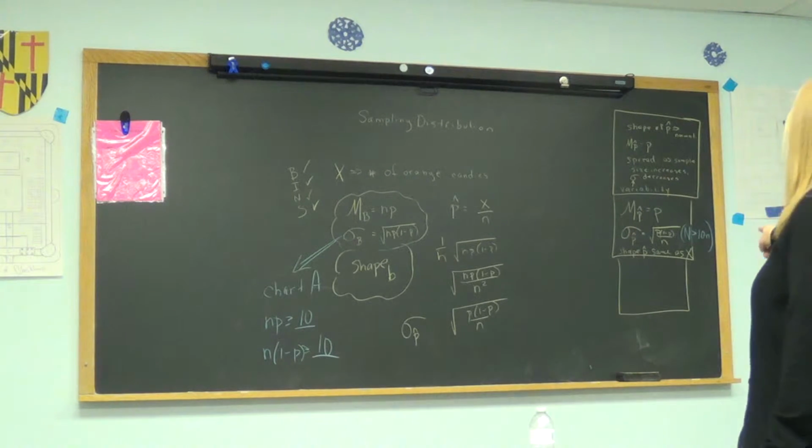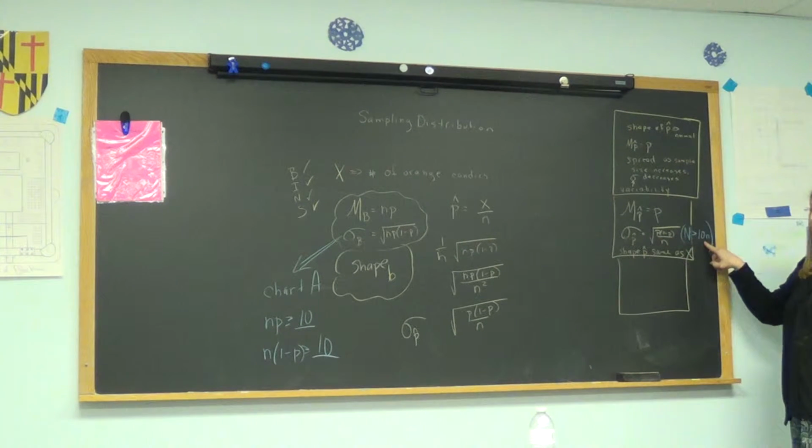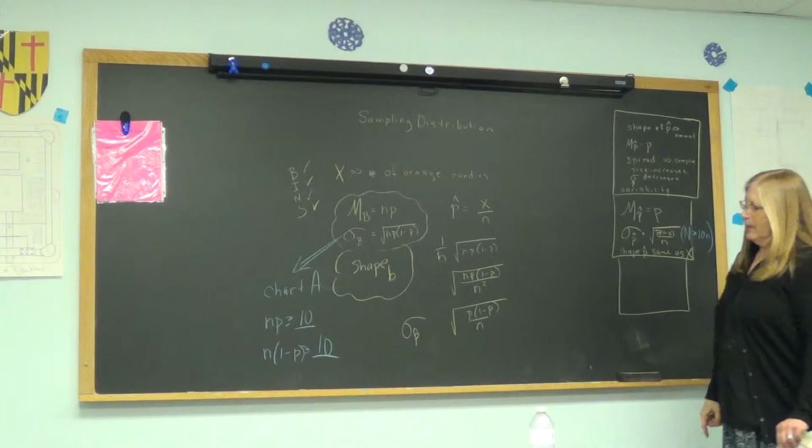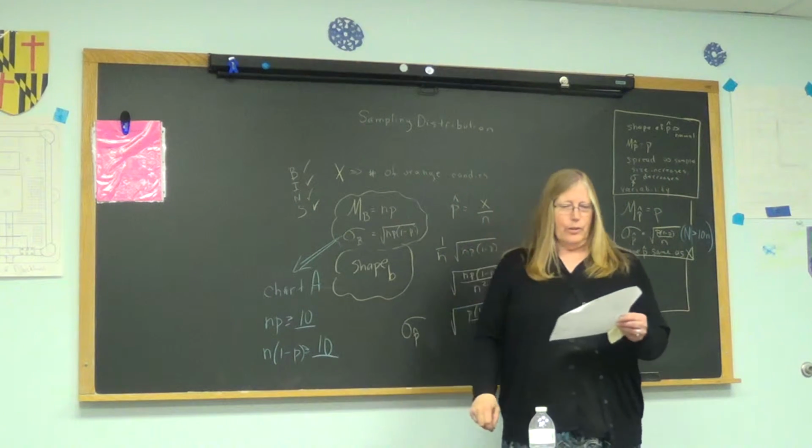So, in order to use the standard deviation rule for p hat, we have to prove this. And to use chart A, we have to prove this. So let's do an example.